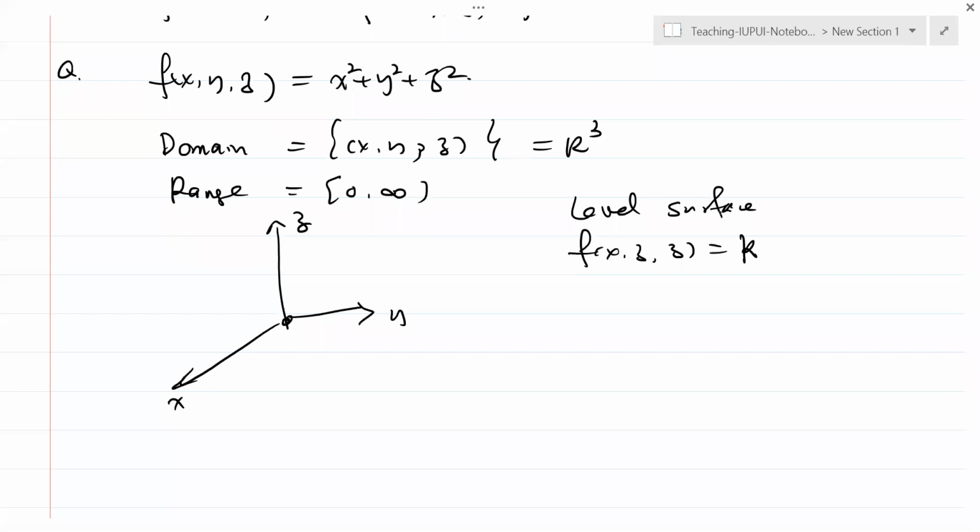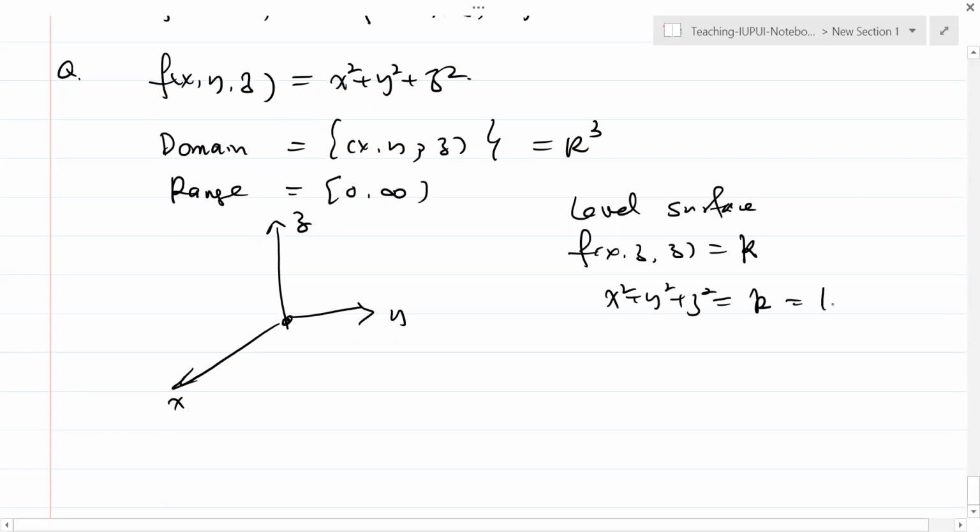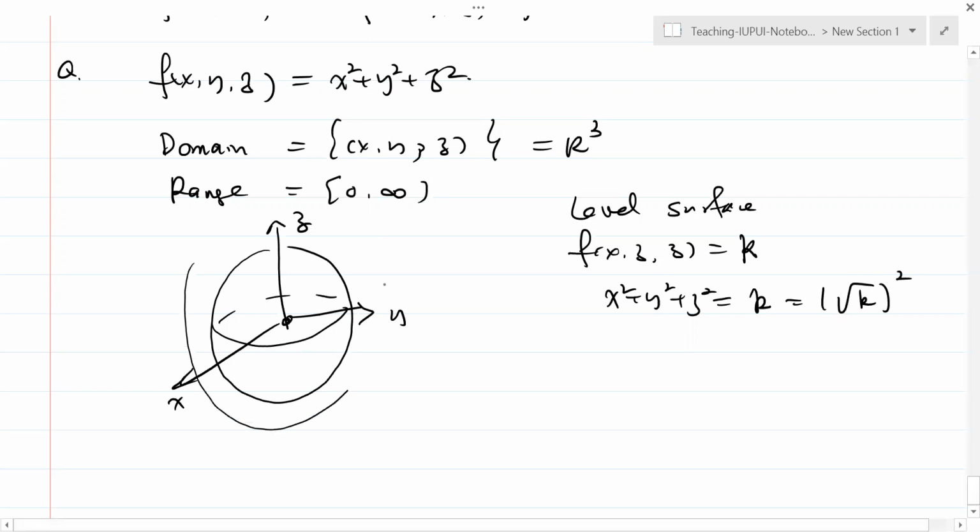Then you look at this equation. This can be viewed as the square root of k squared. k cannot be negative, right? So this is a sphere. Over the sphere, the function has a constant value. So you can have another sphere around that. It's harder to draw it, so let's just draw two level surfaces.